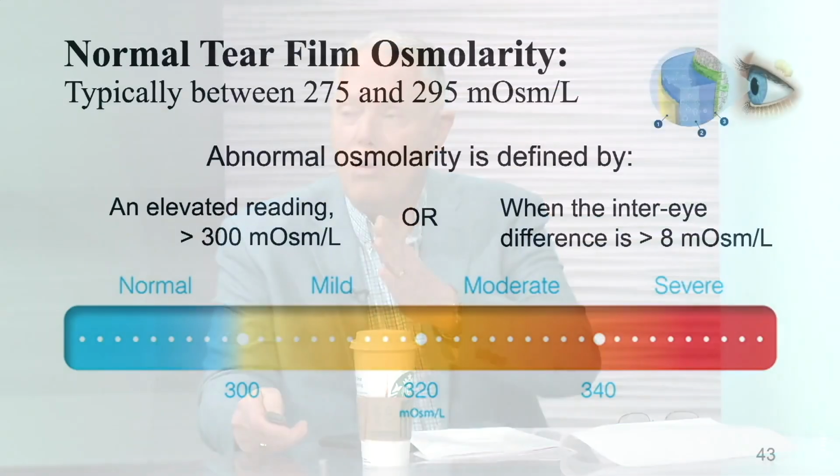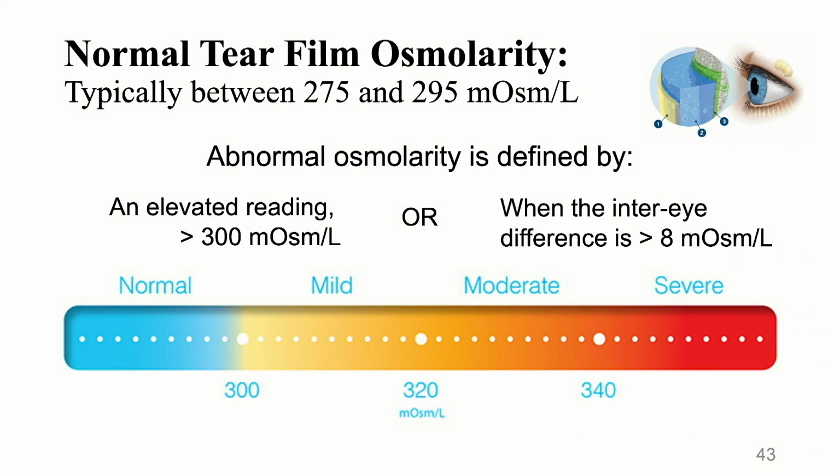The number is, well, it's actually if it's above 300, but we've used 308 as a number that there is then out of balance, that we've lost that homeostatic mechanism at some point. Right. And so that's where it really matters. But typically you'd say over 300, but we cheated a little bit and went up to 308. Or if there's greater than 8 milliosmol difference between the two eyes.